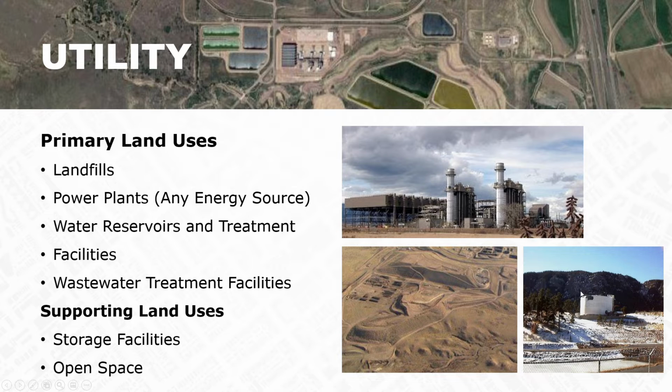The primary land uses for these types of utility areas are landfills, power plants, water reservoirs and treatment facilities, wastewater treatment facilities, and supporting land uses include storage facilities and open space. These are key areas in the county. They are necessary. They are somewhat incompatible and therefore are located in much more remote locations.